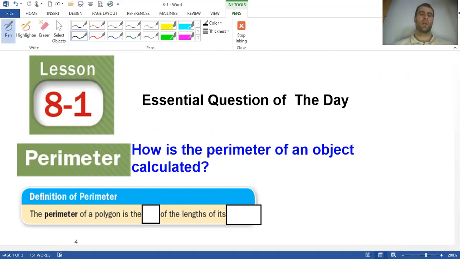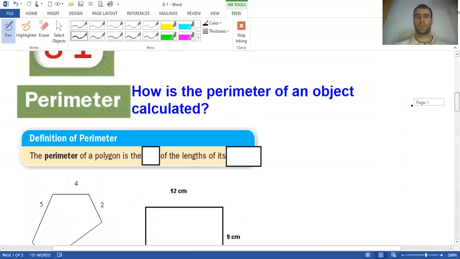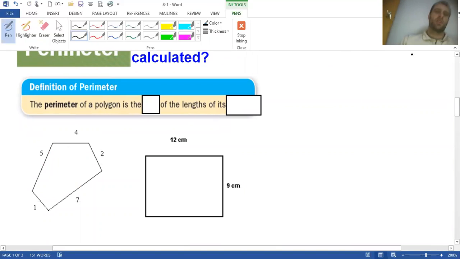Anyway, 8.1, perimeter. That's what we're learning with the essential question of the day. How is the perimeter of an object calculated? I'm going to leave that up to the class right now. Take a pause right here. Oh, that's right. You add up all the sides. So, right, the perimeter of a polygon is the sum, that means adding, of the lengths of its sides. Write that down.